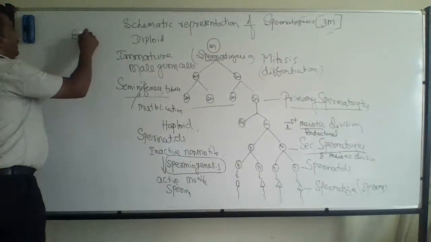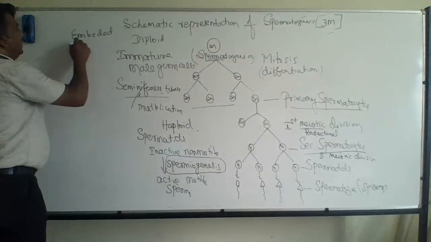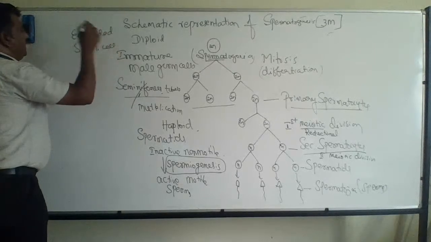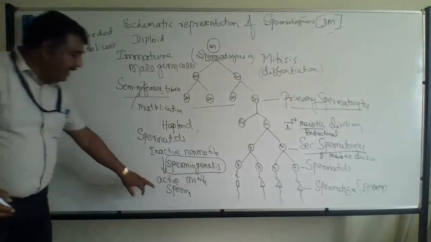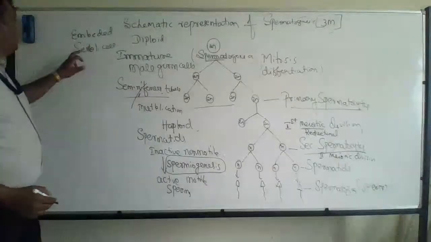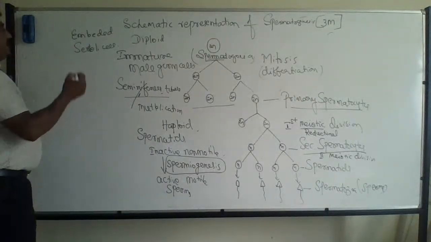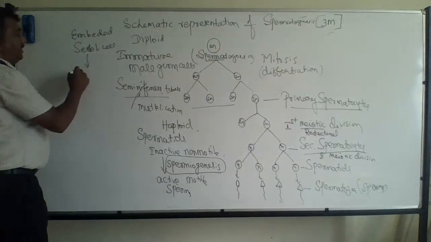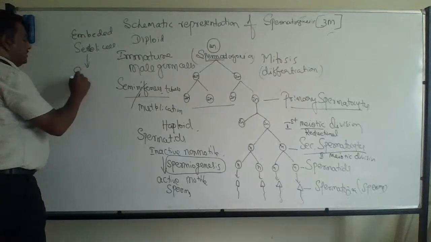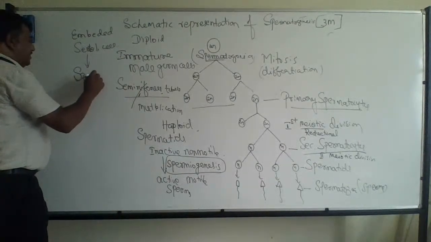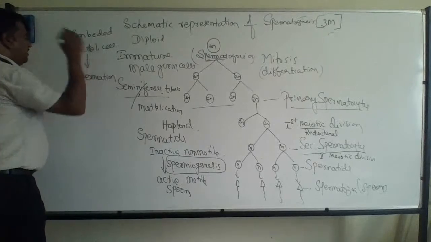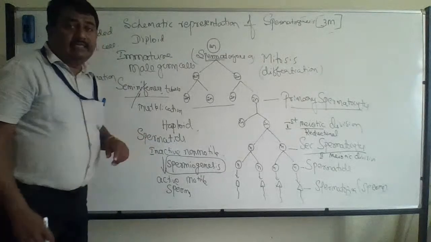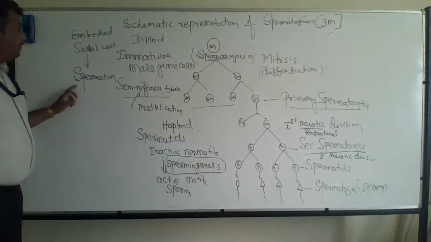Next, once the sperm is formed through spermiogenesis, the sperm head is embedded in the Sertoli cells, and finally the sperm is released from the seminiferous tubule by a process we call spermiation. S-P-E-R-M-I-A-T-I-O-N. Spermiation.